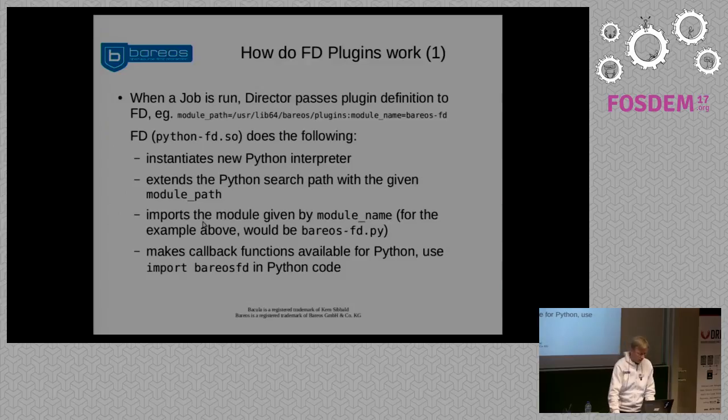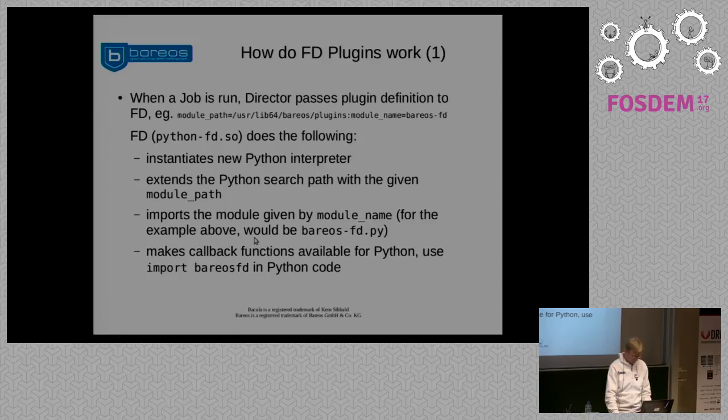But now I want to explain a bit more how the plugins work. So, as we've seen, there is a library. This is written in C, the python-fd.so. When we use a Python plugin, it instantiates a new Python interpreter. It extends the search path for Python code with the path that we give here with module path. And it imports the module that we've given by module name. That determines which plugin is run in the end.